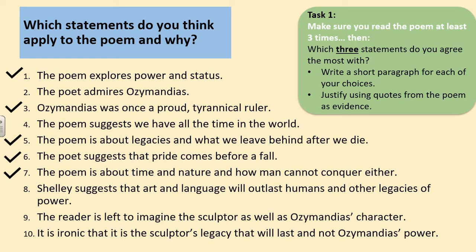So how might time and nature be demonstrated in the poem that man cannot conquer either of those things? So what references do we have to time, or hints about time, and what references to nature or the natural world? Shelley does suggest that art and language will outlast humans and other legacies of power. How does he do that?